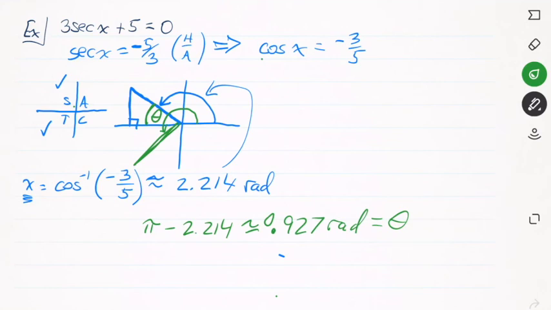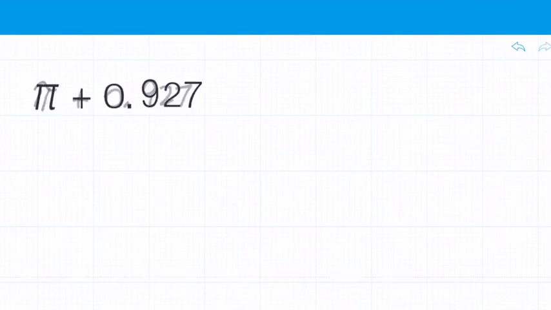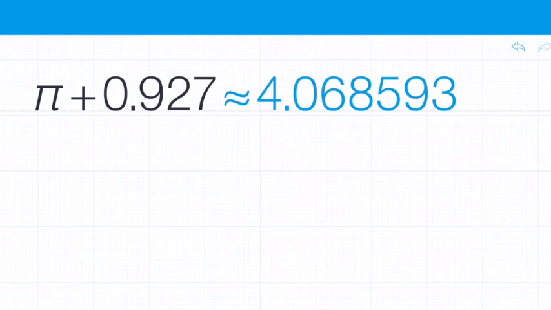If that's the reference angle of that triangle, then if I draw a triangle down here, that's also the reference of that triangle. So to get to my second answer, it's going to be pi open to here, and then I just have to add on the theta that I just found. So it's going to be pi plus 0.927 radians, which is 4.069.